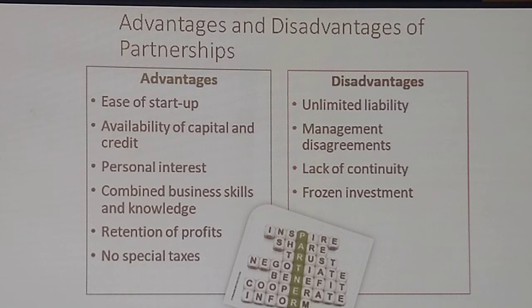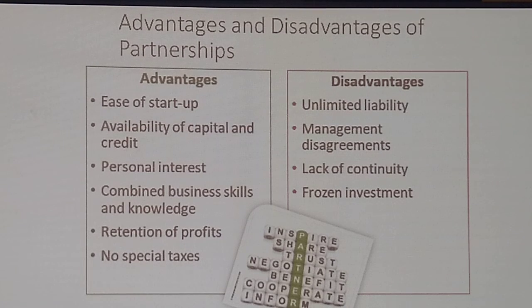Disadvantages. Again, unlimited liability, because now not only can you lose the money that you invest, but you can lose your own assets if the company becomes liable for some reason. Management disagreement, that's probably number one. Everybody has different visions of where the company should go or what they should do. So that's why it needs to be spelled out or written out precisely.